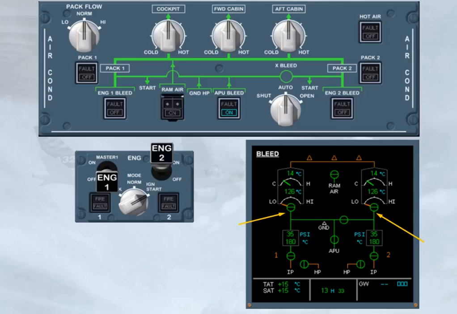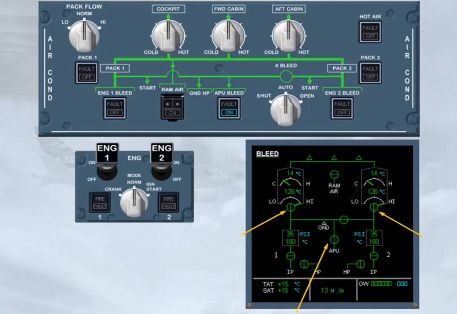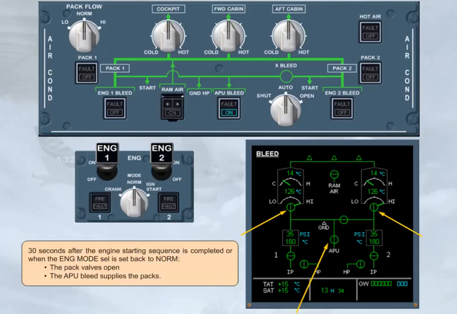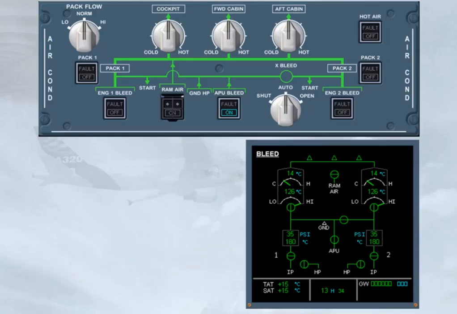Let's complete the sequence. 30 seconds after the engine starting sequence is completed, or when the engine mode selector is set back to normal, the pack valves open, and the APU bleed supplies the packs. Notice that the engine bleed valves are closed, even with both engines running. This is because APU bleed has priority over the engine bleed. So, if you are departing from a performance-limited runway, the packs could run from the APU bleed air, resulting in no loss of engine performance, no weight penalty.